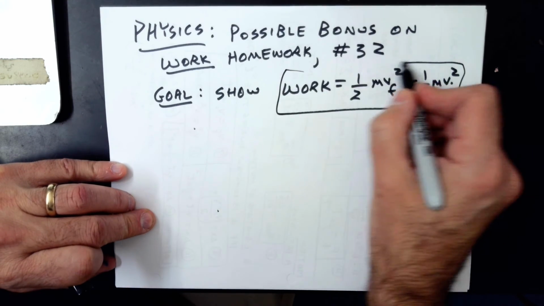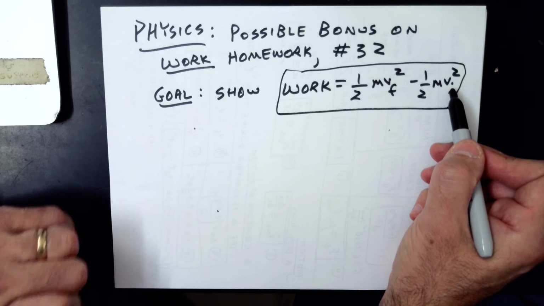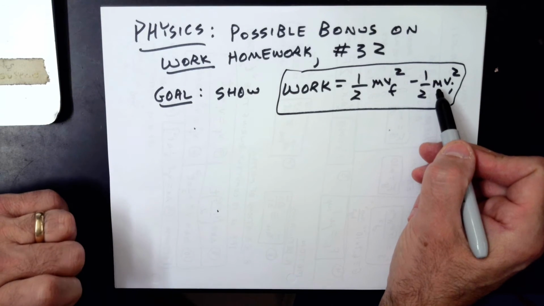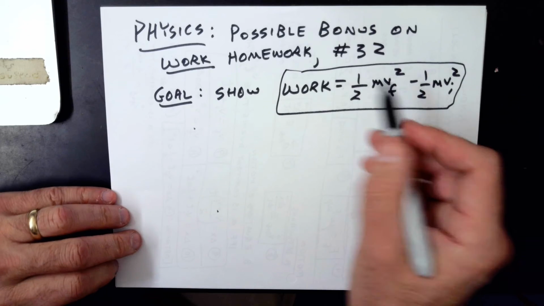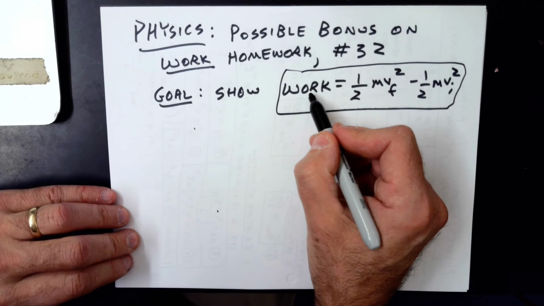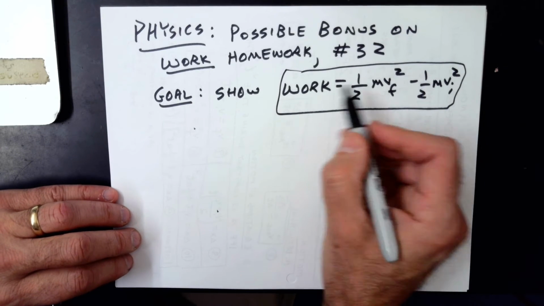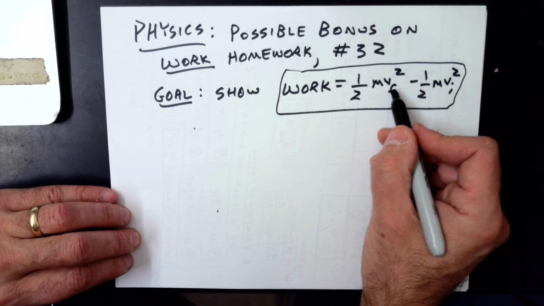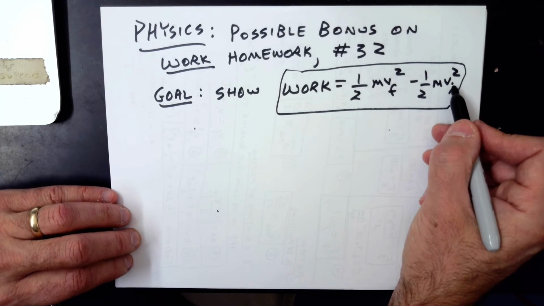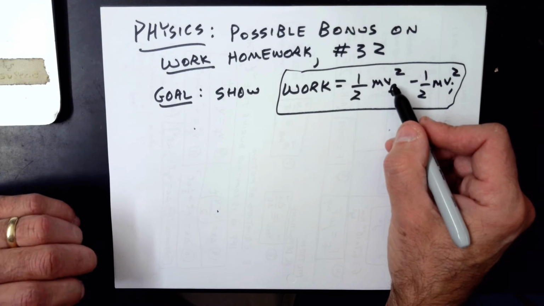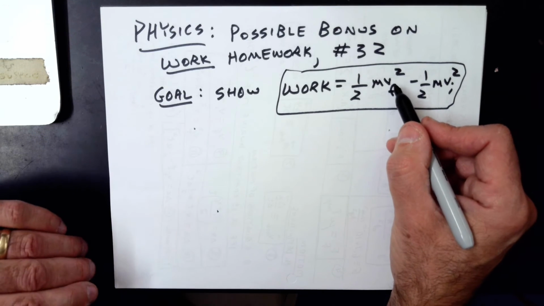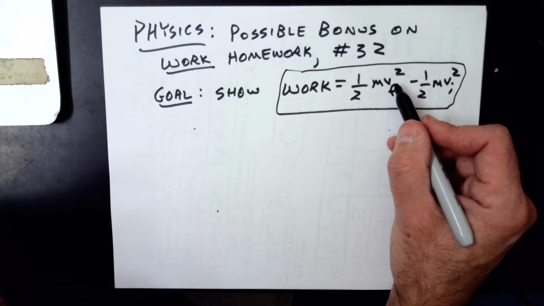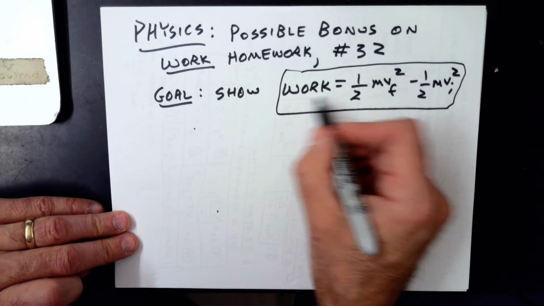All right, so this is the goal. Work is done on an object, and the object's initially moving with an initial velocity of vi, and we know its mass. The goal is to prove that the total work done on the object will equal this strange expression here, 1/2 m times final velocity squared minus 1/2 m times initial velocity squared. And since these are squared, they can be just called speeds from now on, because if you square a negative, you get a positive. All right, so we're trying to prove that.